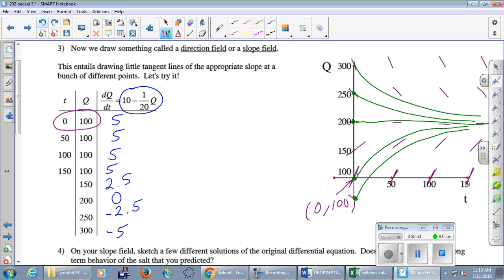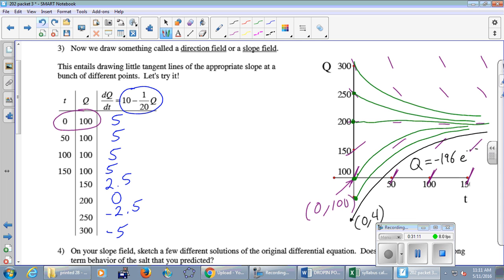And our function started at q of 0 equals 4. So I guess that's someplace down here, right? 0, 4 is down there somewhere. And we know it's going to be increasing, and we know it's going to be concave down, and we know it's going to level off at that 200. And we established all of that without actually doing the work of discovering that it was negative 196 and all of that stuff.